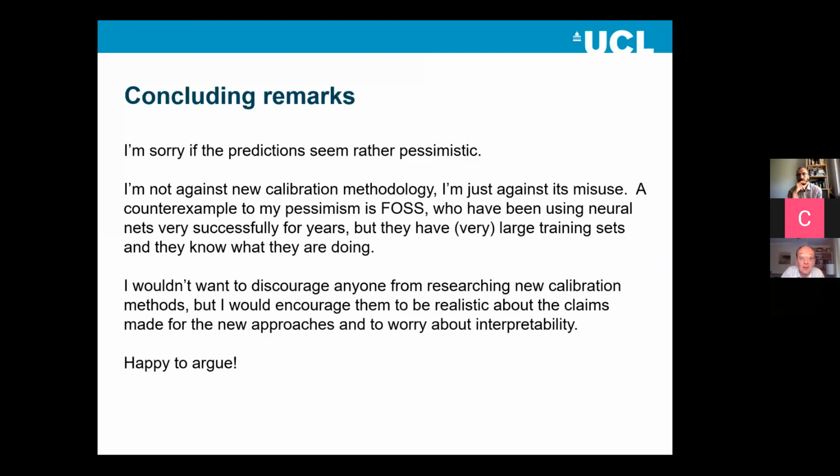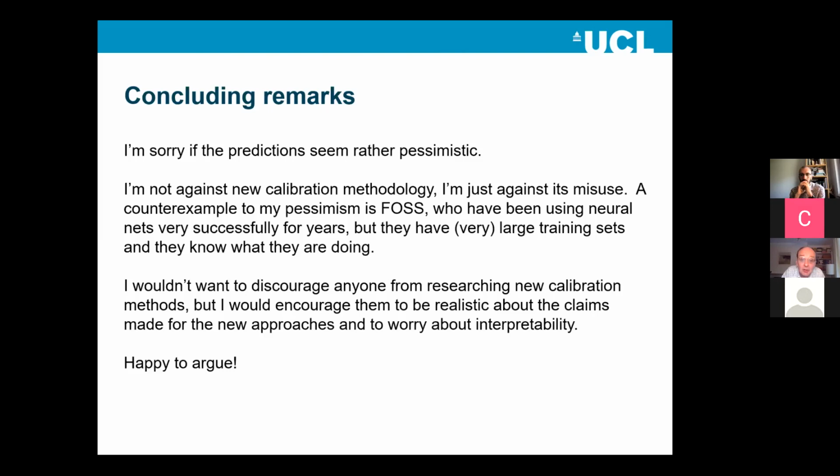So one example where somebody's used non-PLS methods is FOSS, the instrument company. They've been using neural nets for ages, and they've had great success with it. But they do it in-house, they have very large training sets, and they know what they're doing. And it's not somebody in a small company developing their own calibration using really quite sophisticated methods without knowing what they're doing.